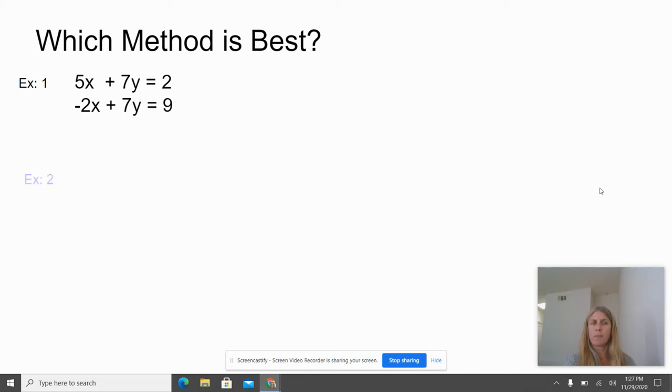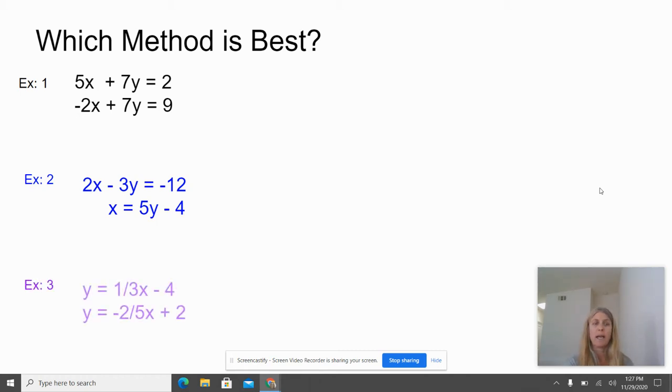So let's look at example number 2 that we're going to be analyzing. We have 2x minus 3y equals negative 12. And our second equation is x equals 5y minus 4. Okay, then we're going to have one more example that we're going to analyze. And this one is y is equal to 1/3 x minus 4, and y equals negative 2/5 x plus 2. So let's go ahead and focus on example number 1.